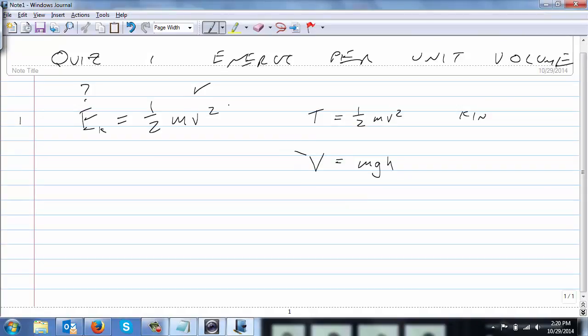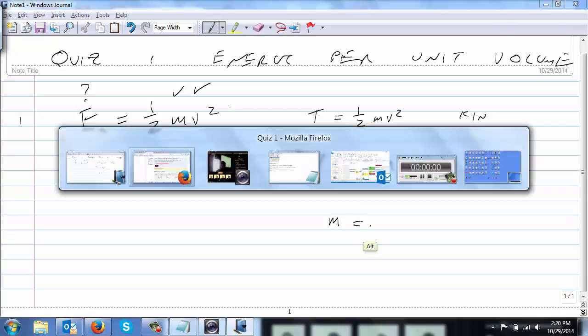Do we know the mass? We know the density of air. Yes and no. Effectively, we do know the mass. We've got one equation, one unknown. We can solve it. So right off the bat, you should feel good about that. So what is the formula for mass if you know the density and the volume?